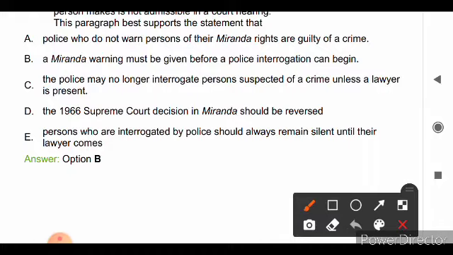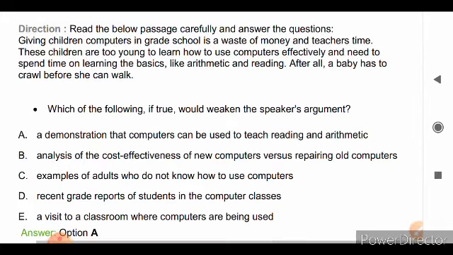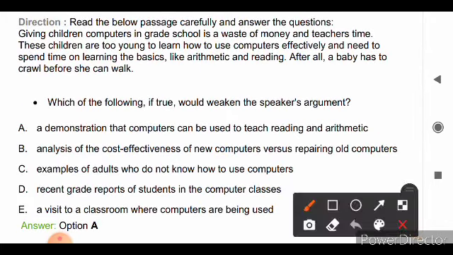A Miranda warning must be given before a police interrogation can begin. Next question is, direction for question. Read the below passage carefully and answer the questions. The passage is, giving children computers in grade school is a waste of money and teachers' time. These children are too young to learn how to use computers effectively and need to spend time on learning the basics like arithmetic and reading. After all, a baby has to crawl before she can walk.